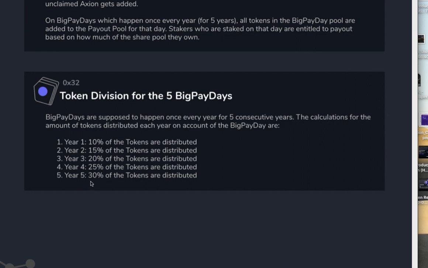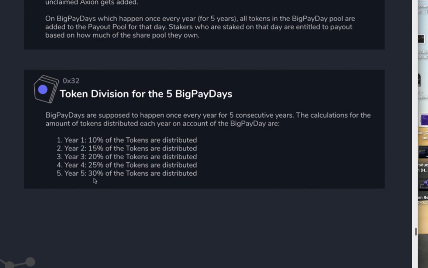Now with Hex, for example, Hex is going to pay out 300% on the 19th of November, which will be a one-off big payday. So this is a different system to distribute it over 5 years. Pretty neat. And obviously the longer you stake, the higher percentage you'll get.